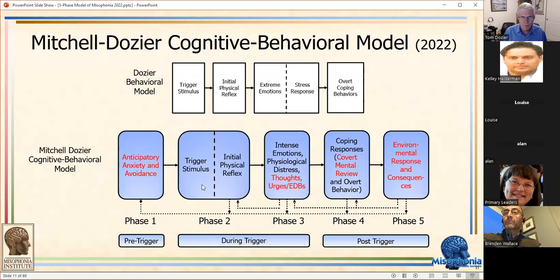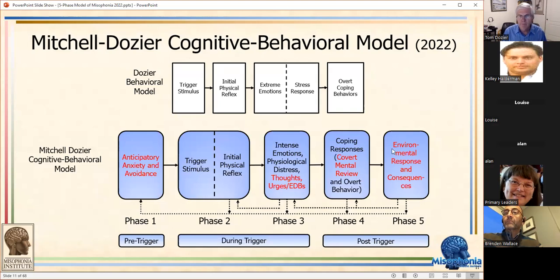We have the trigger and the reflex. It was in the Dozier model. And then to this emotional response, we add the thoughts, that there are thoughts just pushed into your brain and urges. And EDB stands for emotion-driven behavior, that you just feel like you must do something. It's not actually a reflex, but it feels like a reflex. And then the coping responses, there's both what I saw as the overt behavior of taking action to make the trigger stop, but there's also a mental review that goes on, which can be very critical to treatment.